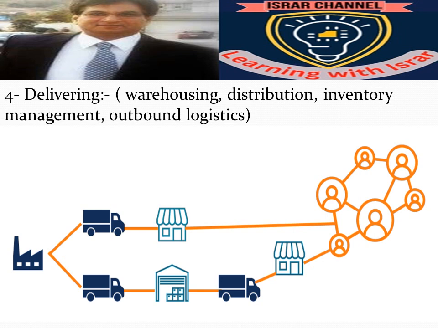After manufacturing, the next element is the delivering of the goods. So warehousing, distribution, inventory management, and outbound logistics are part of this distribution element of the supply chain management. After products are manufactured and sales are finalized, the company should deliver the goods to the customer, which is called distribution, and for this companies use their logistic capabilities, transportation, warehousing, inventory management, and delivery channels to ensure timely, safe, and inexpensive delivery of products to the end customers.